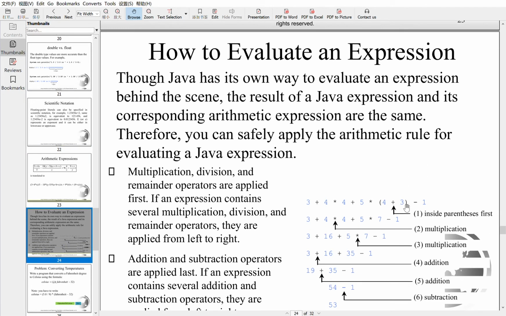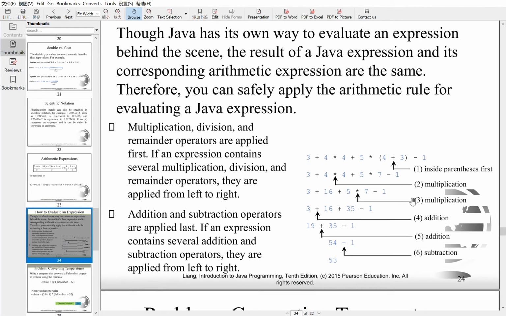And let's see how to evaluate expressions. Though Java has its own way to evaluate an expression behind the scenes, the result of a Java expression and its corresponding arithmetic expression are the same. Therefore, you can safely apply the arithmetic rule for evaluating a Java expression.